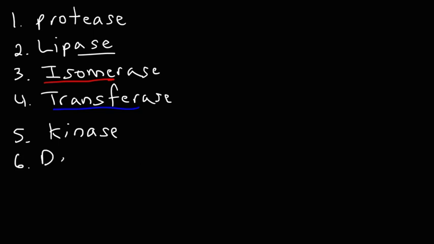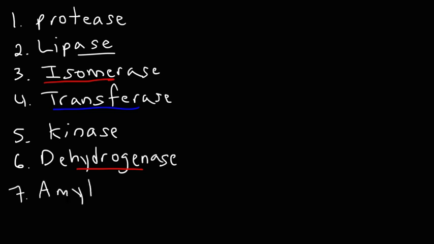Number 6, dehydrogenase. So let's think about this word. Hydrogen and the word de. This is an enzyme that removes hydrogen atoms from a molecule. Next, amylase. Think of starches such as amylose and amylopectin. Plant starch is composed of, for the most part, 20% amylose and 80% amylopectin, if I remember it correctly. But amylase is an enzyme that breaks down starch into simple sugars like glucose.